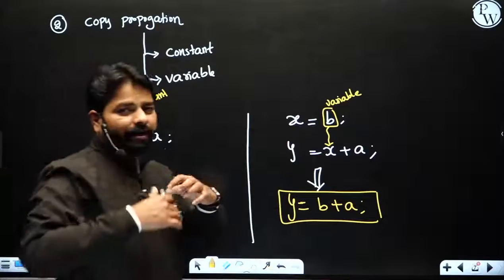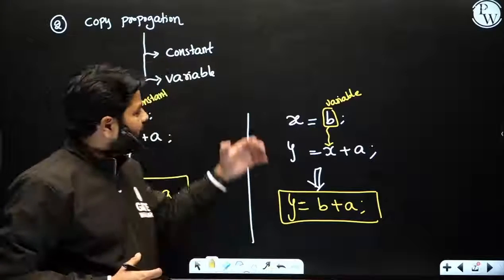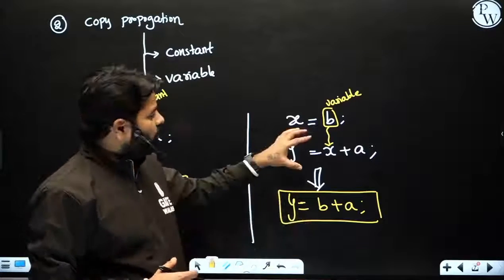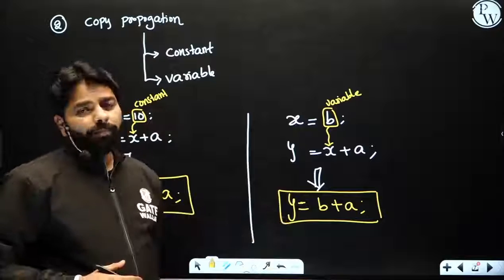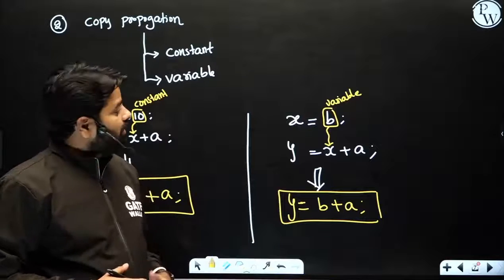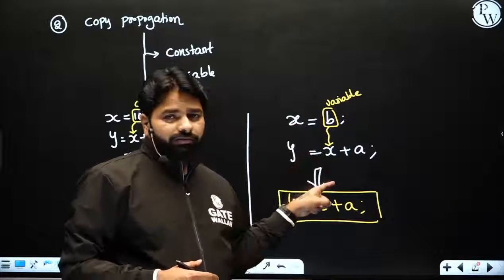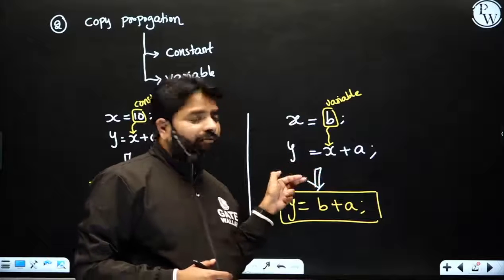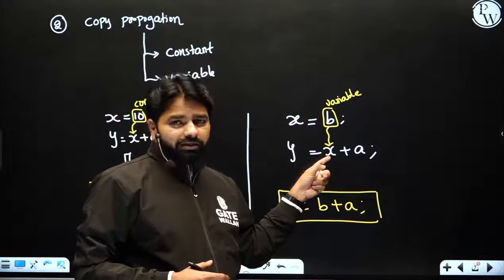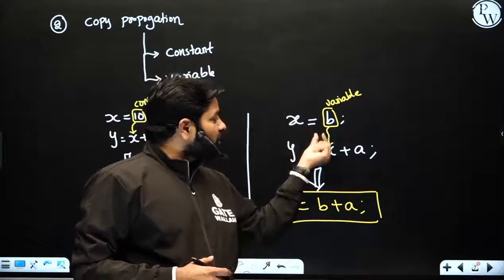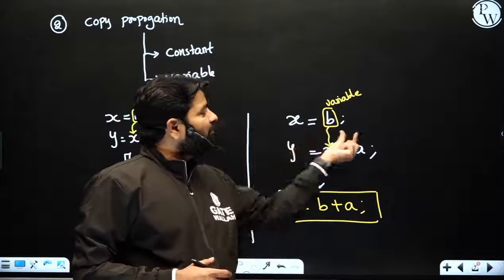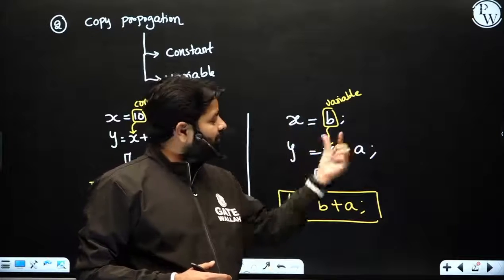Either you can propagate the constant or you can propagate the variable, but remember that in copy propagation you need analysis of where this x is used. If in between x is modified, you can't propagate this b. So you have to be careful. This b you are moving because x is not modified anywhere here, okay?